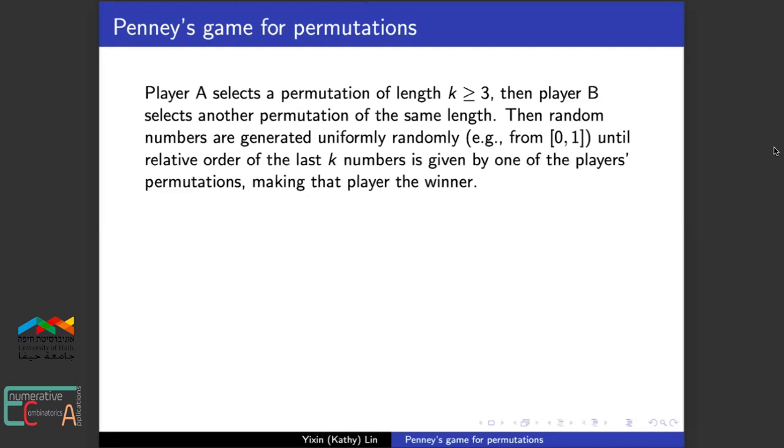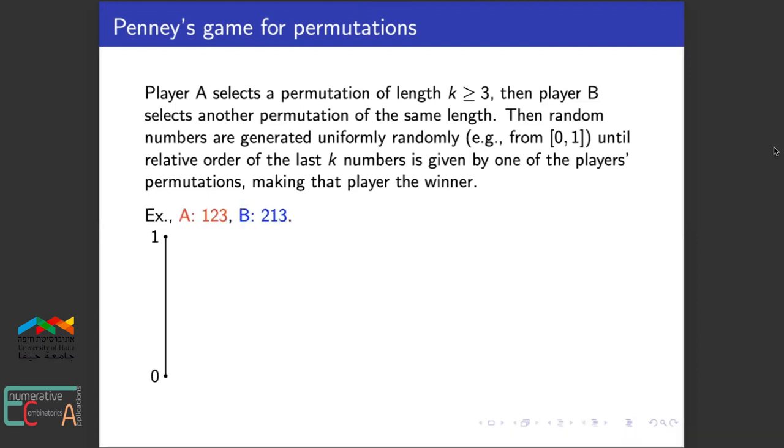In this video, we consider the analog of Penney's game for permutations instead of words. So instead of binary words, player A selects a permutation of length k greater than or equal to 3. Then player B selects another permutation of the same length. Then random numbers are generated uniformly at random until the relative order of the last k numbers is given by one of the players' permutations, making that player the winner.